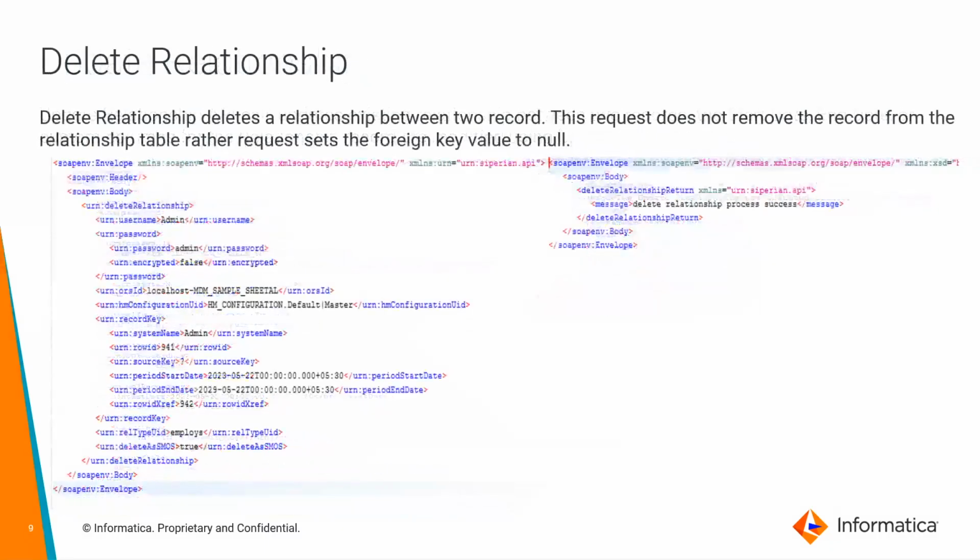As part of delete relationship, we are going to delete the relationship we just created. Please note, the delete relationship does not remove the record from the relationship table. Rather, it sets the foreign key values to null. Moving on with the demo.